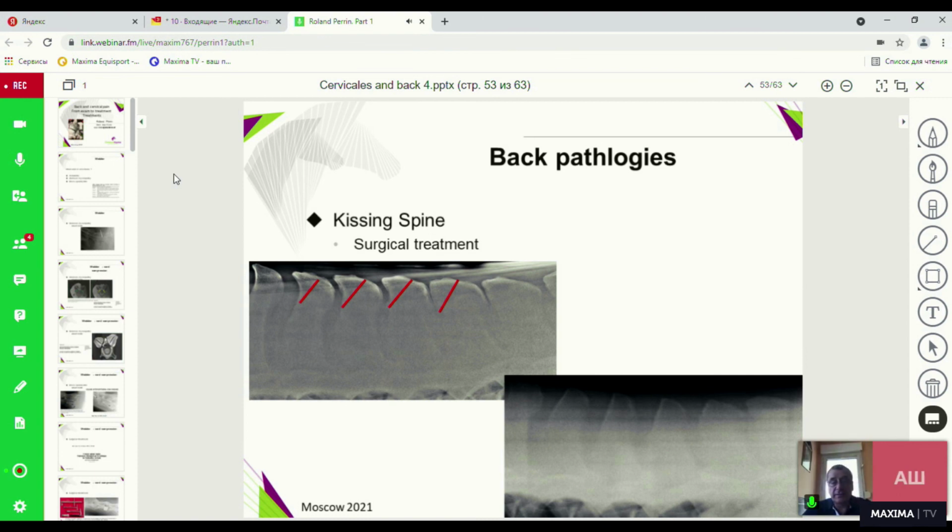It's a good surgery, and sometimes you can use this one if you have very big kissing spine. For example, on this picture is not so big kissing spine, so I will use more my technique. But if you have very bad kissing spine, I advise you to use this technique.